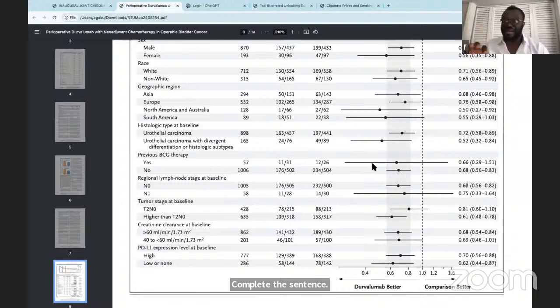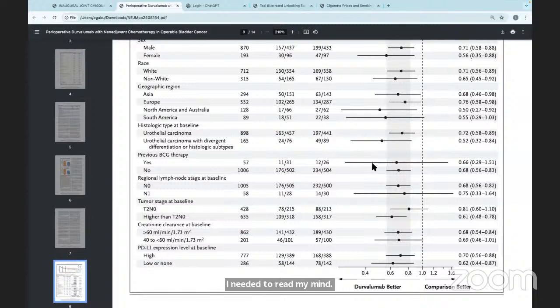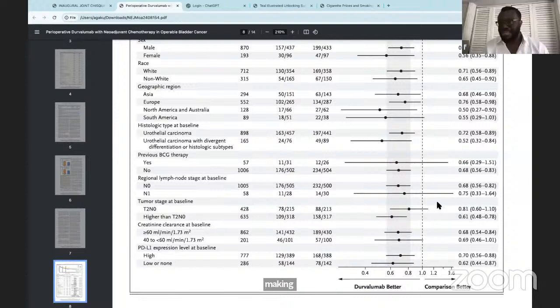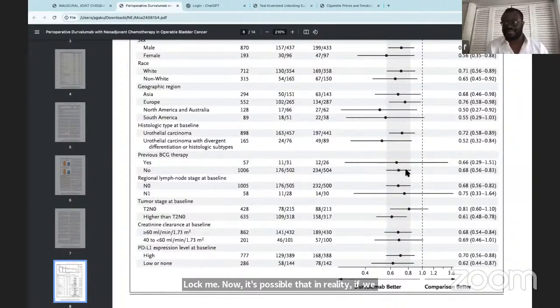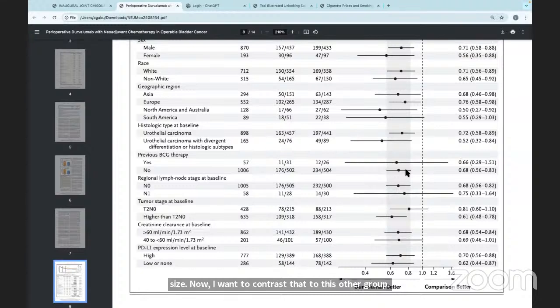I need to read my... because the confidence interval crosses the one line, making it non-significant. Exactly. Now it's possible that in reality, if we had a very large sample size... Now, when we contrast that to this other group, what do we see in contrast? In this group, the sample size is larger, it's even more than what we calculated. Therefore, I think it's more precise. The confidence interval is narrow.